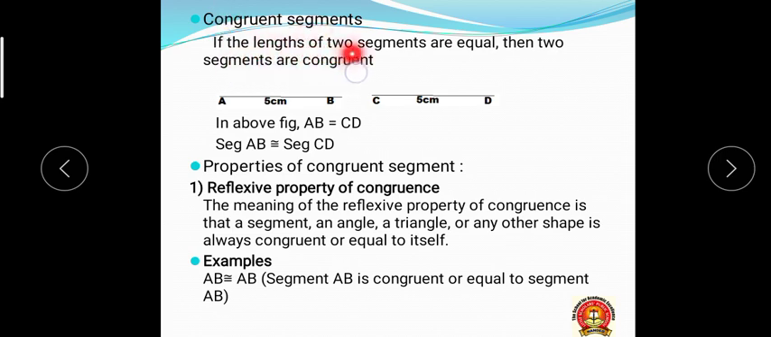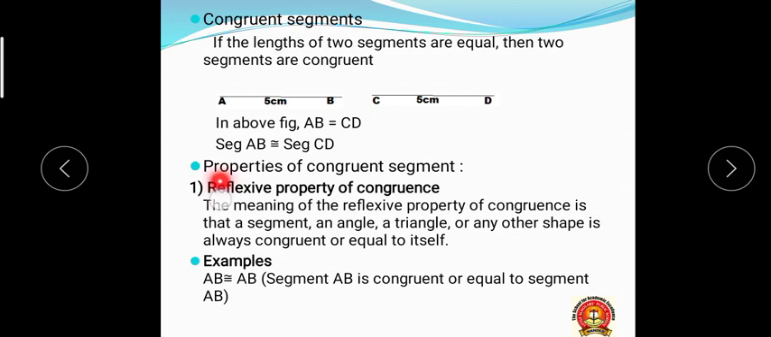Congruent: if the lengths of two segments are equal, then the two segments are congruent. Listen here, AB has a length of 5 cm, CD also has a length of 5 cm. In the above figure, what can we say? AB is equal to CD. It means that segment AB is congruent with segment CD. Congruent segments means they should have equal measure.